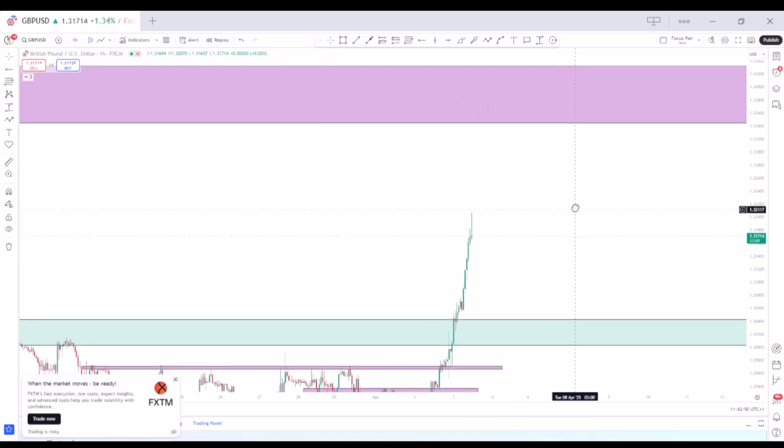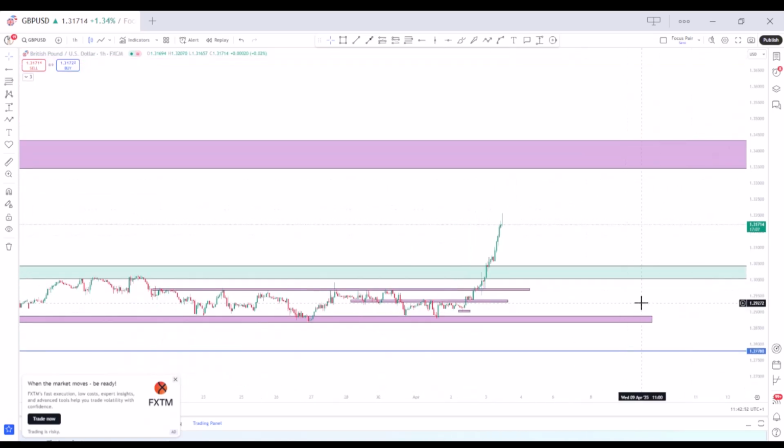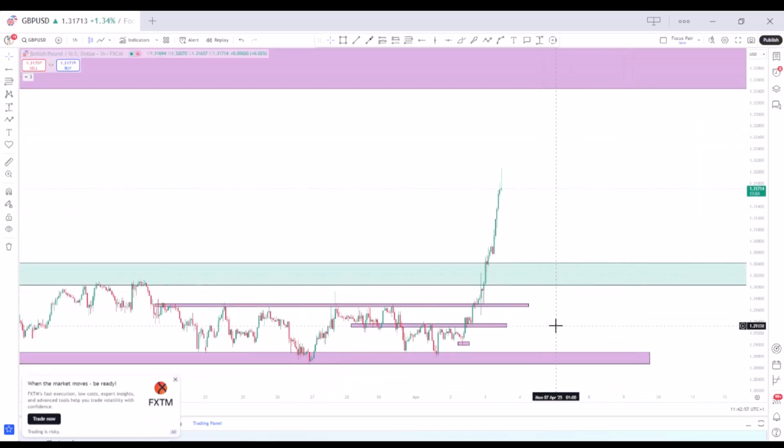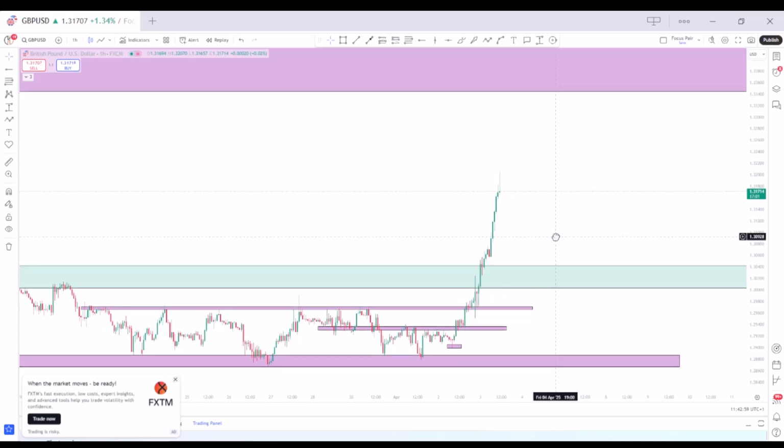So let's see what GBP is going to give us for the remaining week. We have an NFP coming this week, so we shouldn't sleep on that as well. Market will move massively. So let's see what this is going to give.